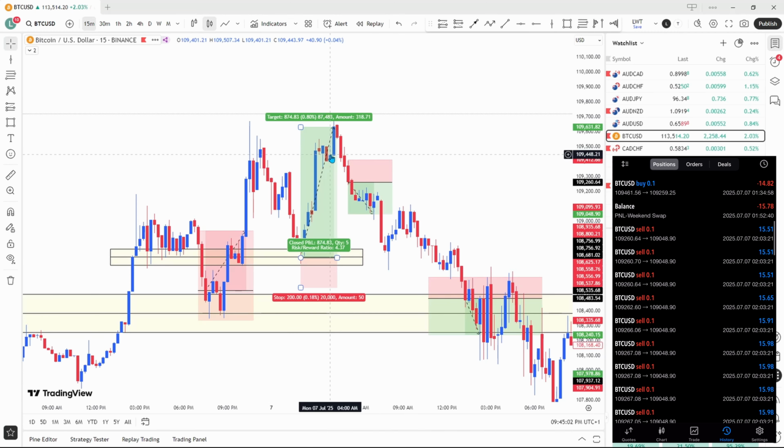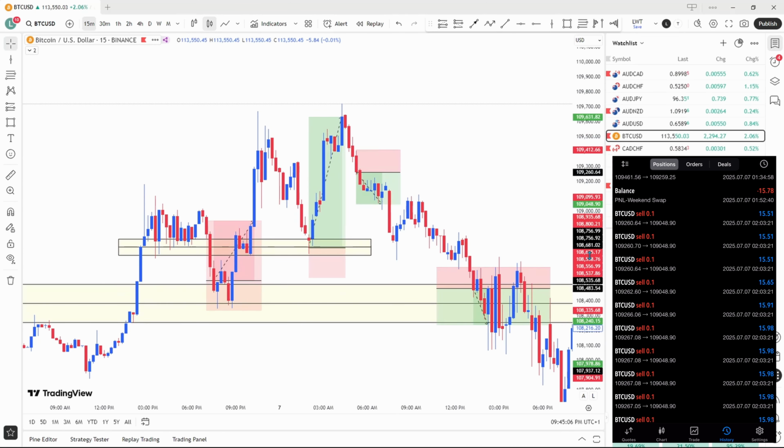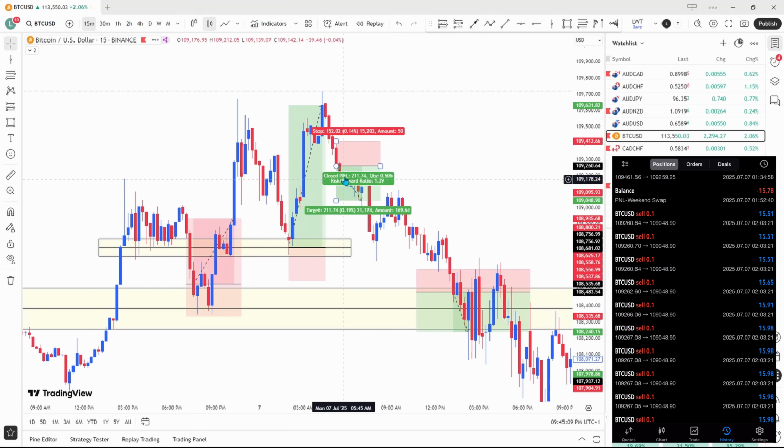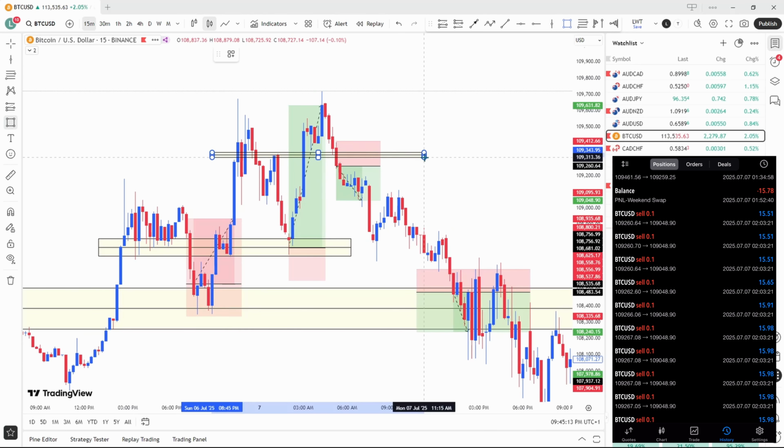I then sold here. Again, if I was to drop it down to smaller time frames, these are all scalps. We had a little bit of resistance at this level here, as you can see around there.